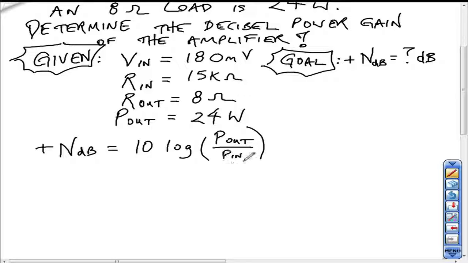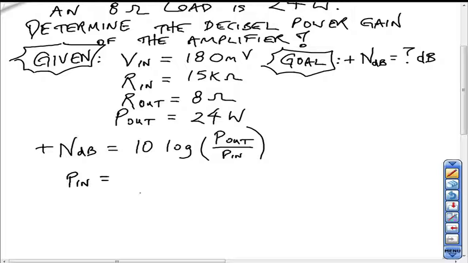In other words, we still need to solve for P in, but once we've got power in, it really is plug and chug because there's our power out, right? And then 10 times the log, your best friend knows how to do that. Bam. All right, so let's go ahead and solve for our one unknown, which is, of course, our input power.